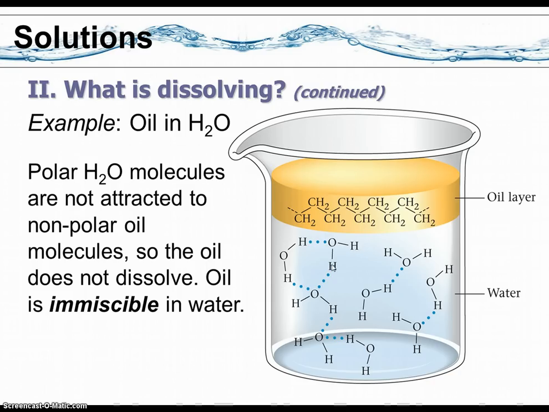Here we can see the individual water molecules, and we can see the hydrogen bond that is between the molecules holding them together. We know that water molecules are polar and oil molecules are nonpolar. So because of the like dissolves like rule, these two will not dissolve in each other. So oil is immiscible in water.